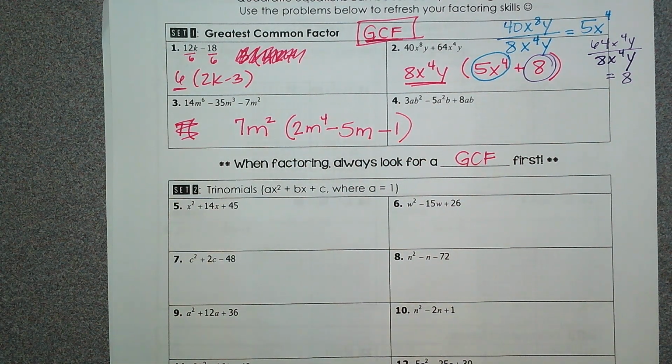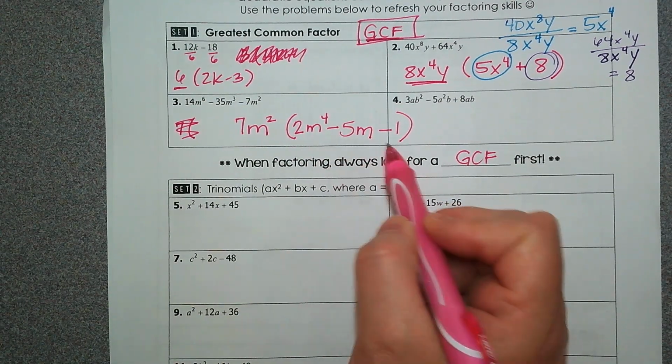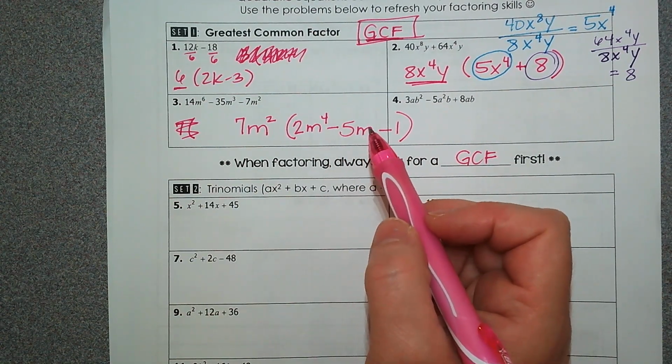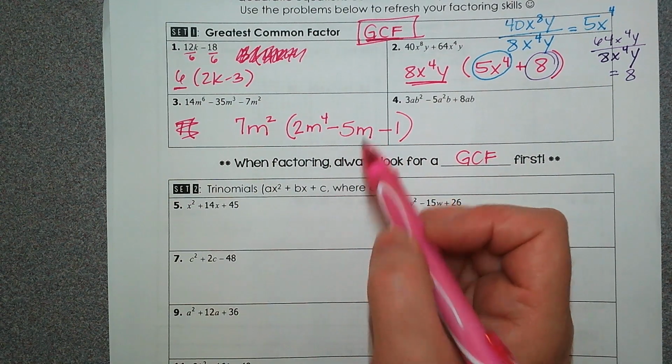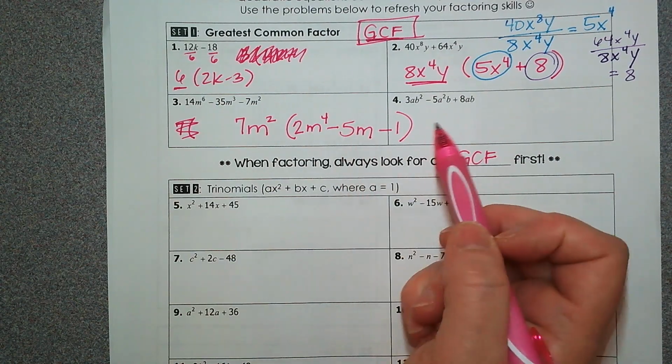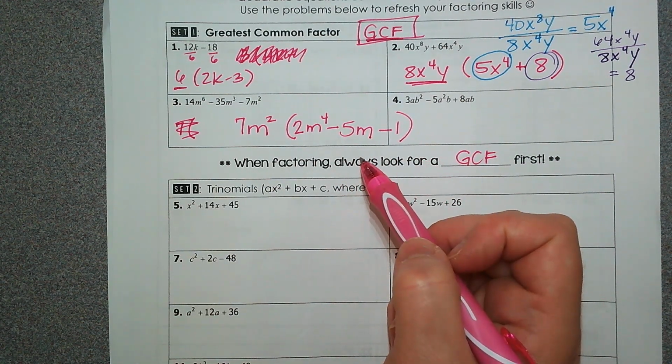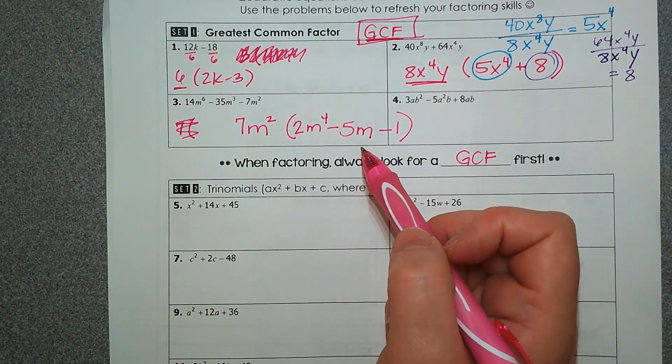All right, so that's just factoring out the greatest common factor. But to factor completely, I need to continue factoring this part. And to solve, you're going to set it equal to 0 and solve for the variable. I'll show you how to do that in just a minute. For this first part, we're just factoring out the greatest common factor.